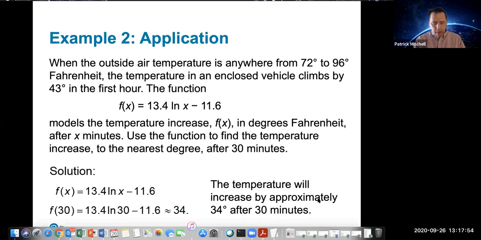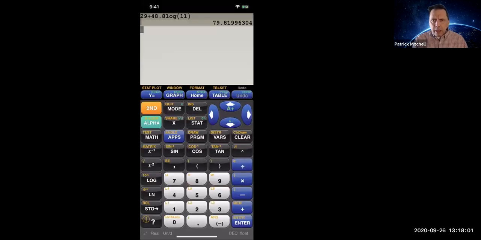Okay, so let's see. Yeah, it went 13.4, natural log next to the number 4, 30. Close the parentheses and then subtract 11.6. Comes out to 33.976, which they rounded off to 34.